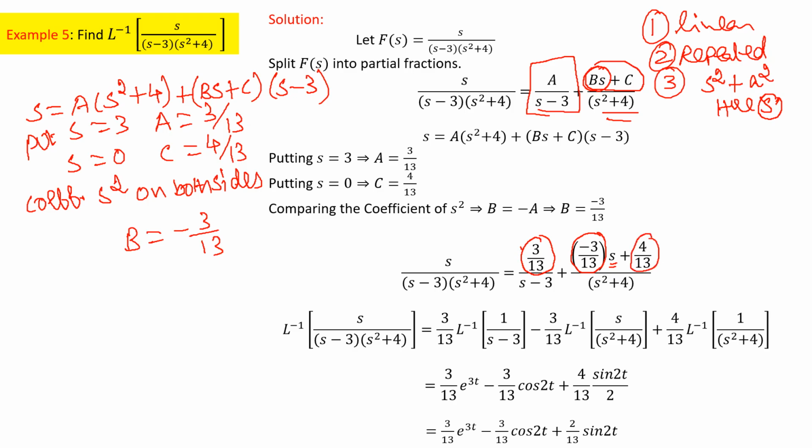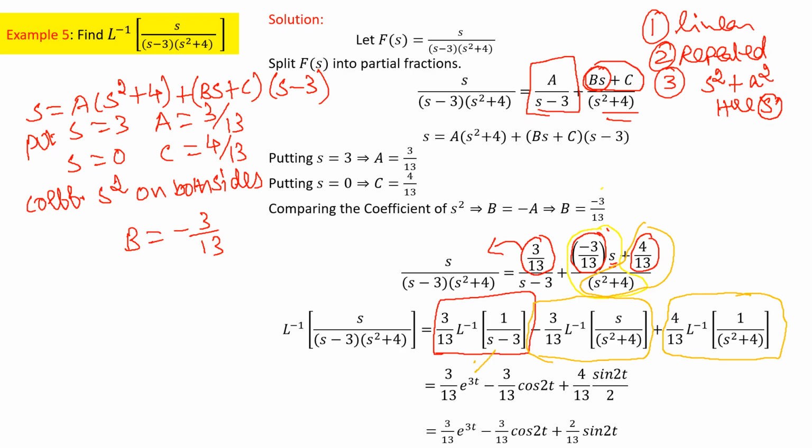Then as usual, take 3 by 13 from the first term, you will get this. From the second term, you can split into two terms like this. So this is going to be our first term and this is going to be our second term. So we will get this. My second term is minus 3 by 13 L inverse of s by s square plus 4, and my third term will be 4 by 13 L inverse of 1 by s square plus 4.